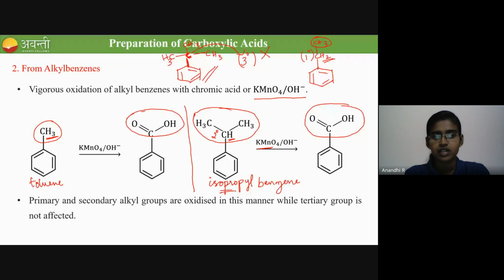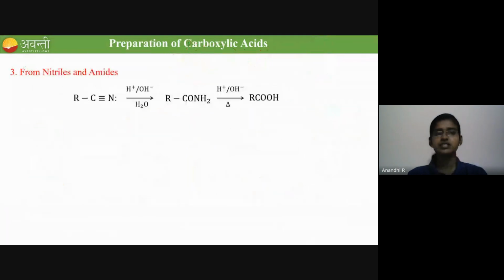Okay, good. So I have the preparation, that is the preparation of carboxylic acid from nitriles and amides. Good. So from nitriles and amides. What are nitriles? Nitriles are CN containing compounds. They are the cyanide group containing compounds, which is otherwise called nitrile.